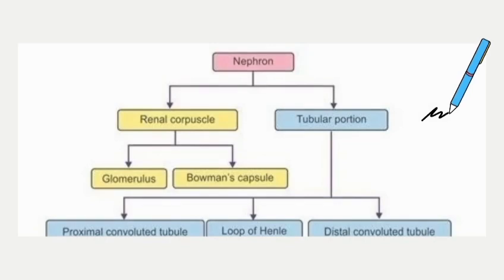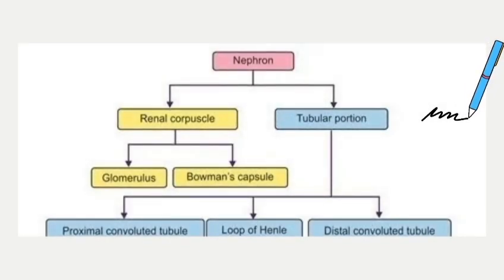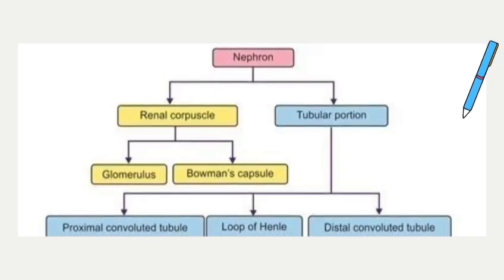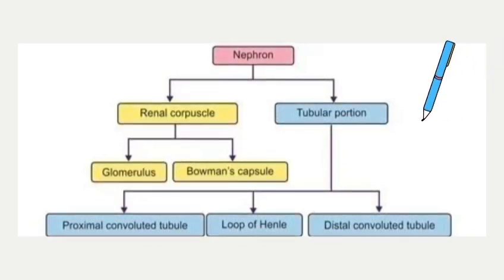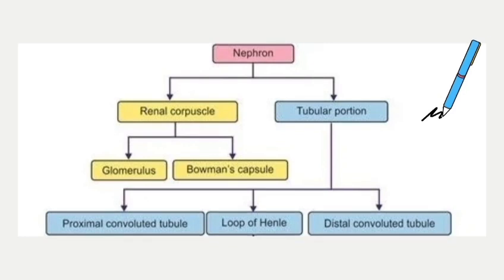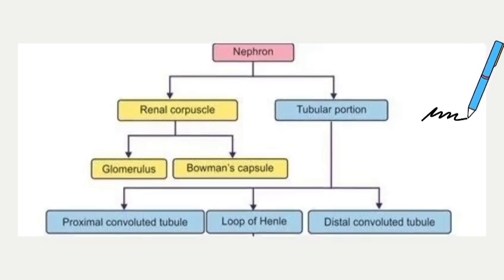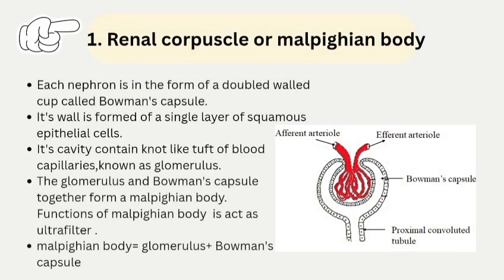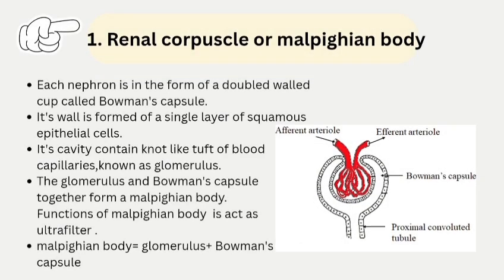First is the renal corpuscle or Malpighian body, which is found in the cortex, and it has 2 parts, Bowman's capsule and the other one is glomerulus. And second is the renal tubule, which further divides into PCT, DCT, and loop of Henle. First we'll look at 1. Renal corpuscle or Malpighian body.